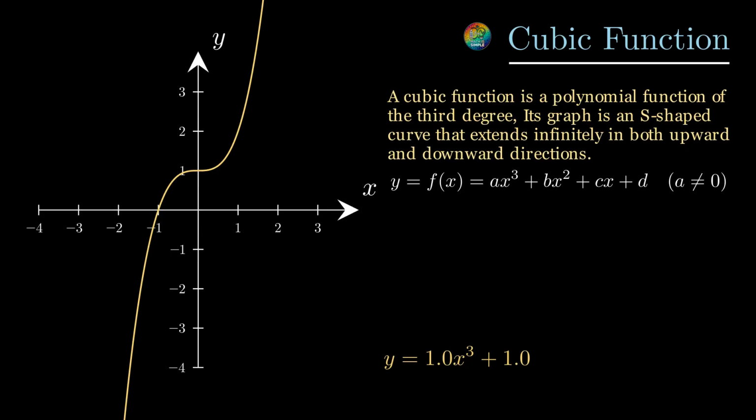Visually, the graph of a cubic function creates a distinctive S-shaped curve that extends infinitely in both upward and downward directions. If you look over at the graph on the left, you can see this S-shape in action, and we will observe how this curve shifts and changes as we adjust the coefficients a, b, c, and d.